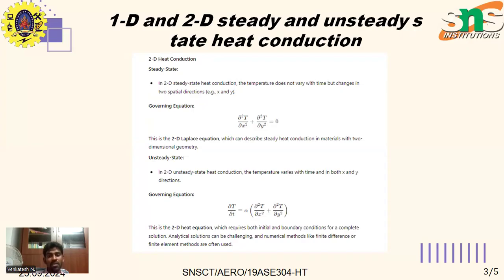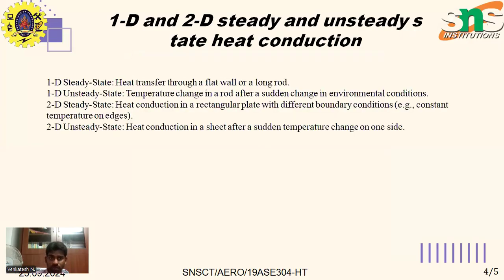Another governing equation is dou T by dou t equals alpha dou squared T by dou x squared plus dou squared T by dou y squared. This is the 2D heat conduction equation, which requires both initial and boundary conditions for a complete solution. Analytical solutions can be challenging, and numerical methods like finite difference or finite element methods are often used.